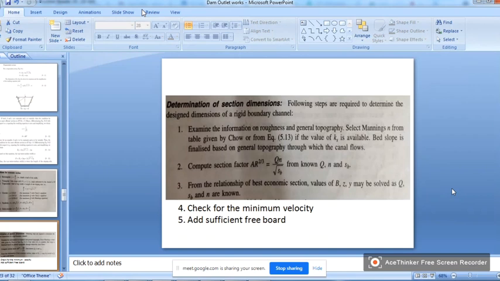The procedure is simple. Compute the section factor. Here Q is given and slope is given, so you will get the AR value. From the economic section condition we know y is equal to b by 2, which gives another equation. By solving these two equations, you will get the y and b values. Then add some sufficient freeboard. If you get y equal to, let us say, 1 meter, and 0.5 meter is the freeboard, then the depth of the canal should be 1.5 meters. This is the procedure.